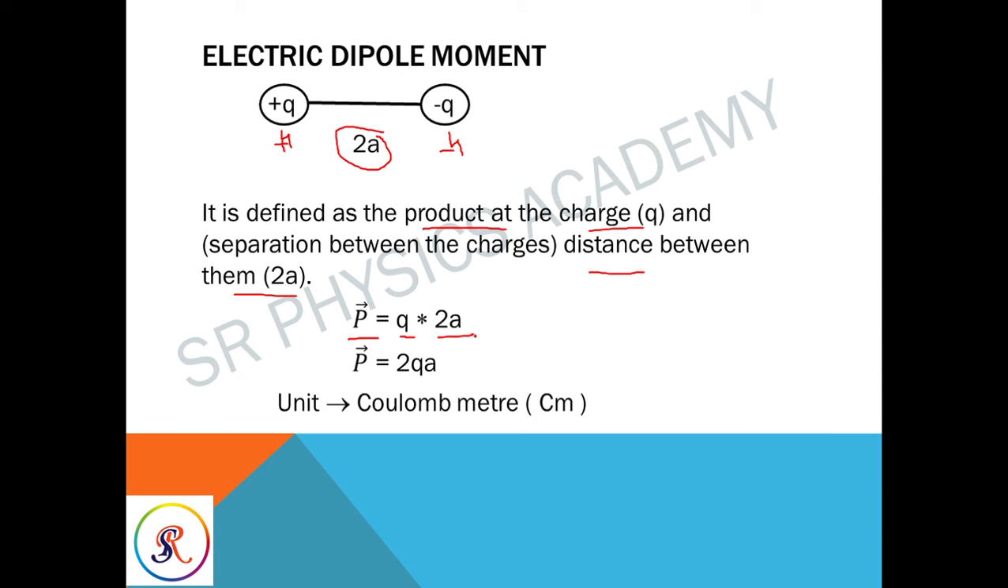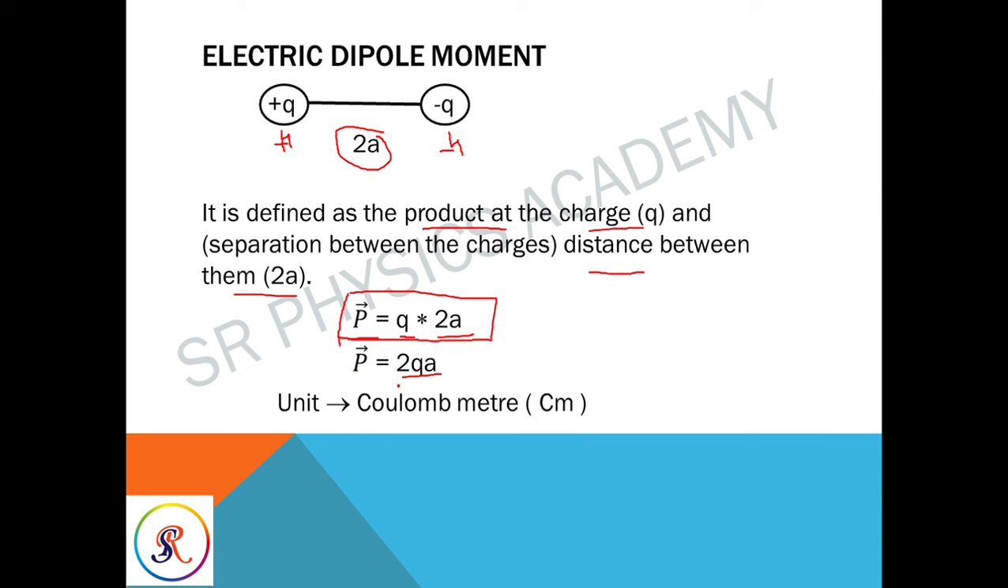Now from this formula, what did you understand? The electric dipole moment is defined as the product of charge and the distance between them. Clear? Since 2 is a numerical, we can also write it as 2Qa. So 2Qa.